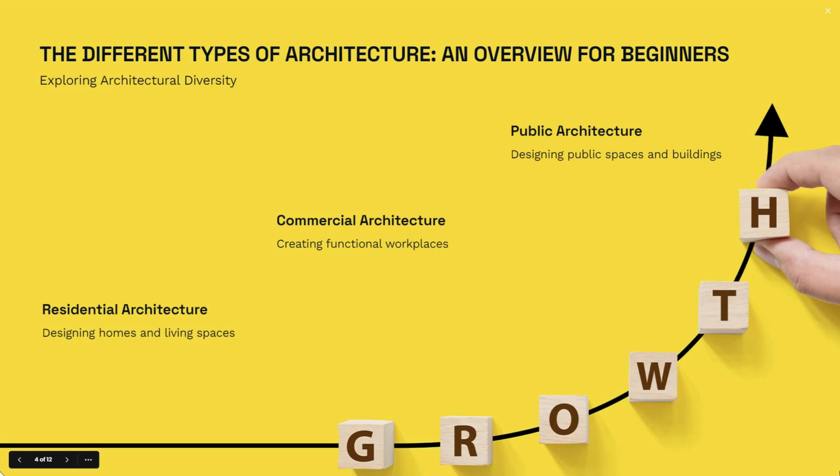Commercial architecture involves the design and planning of structures and spaces for business and commercial purposes. Architects specializing in commercial projects focus on creating functional and visually appealing environments that meet the unique needs of business people. And public architecture involves the design and construction of structures that serve the needs of the general public. This includes buildings and spaces such as government buildings, museums, libraries, schools, parks, and other facilities accessible to the community.